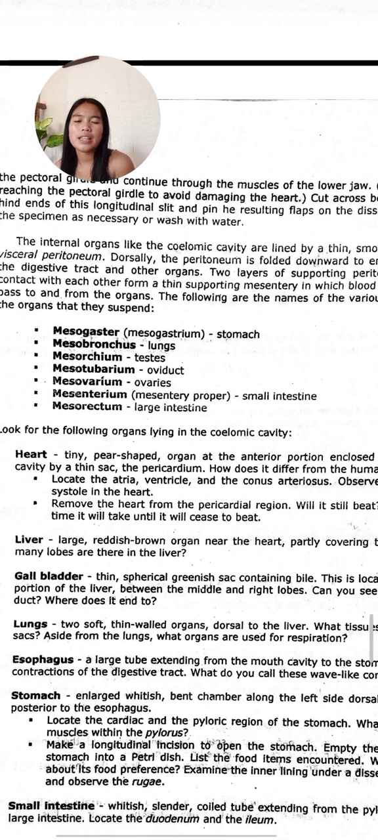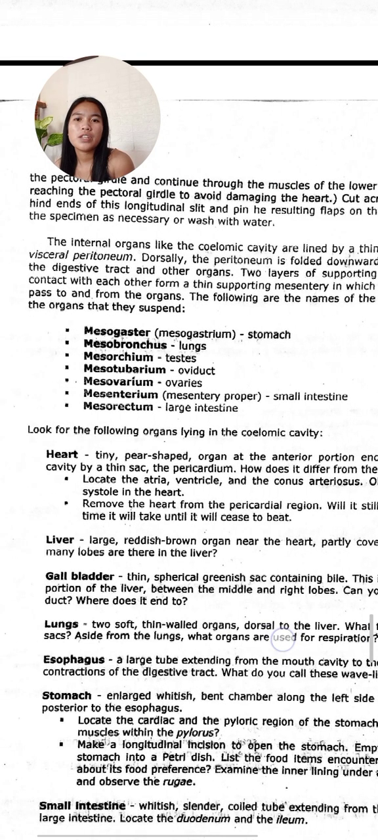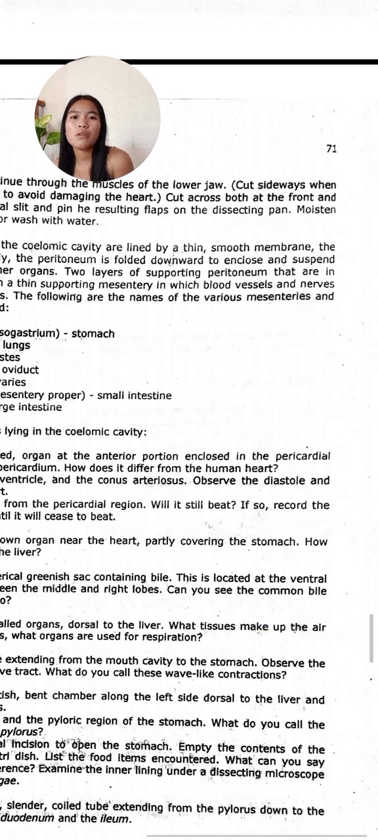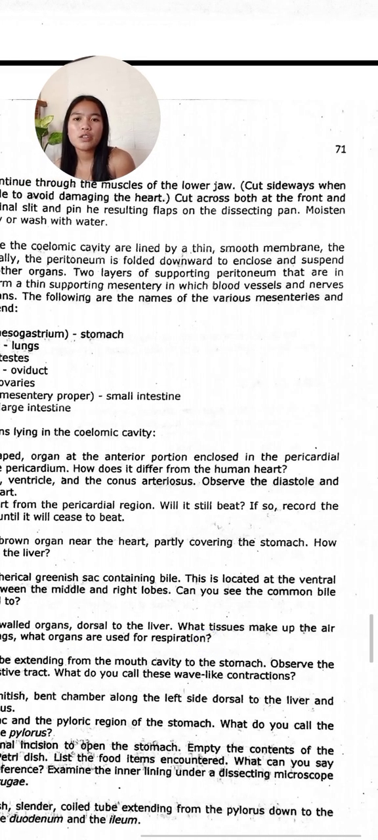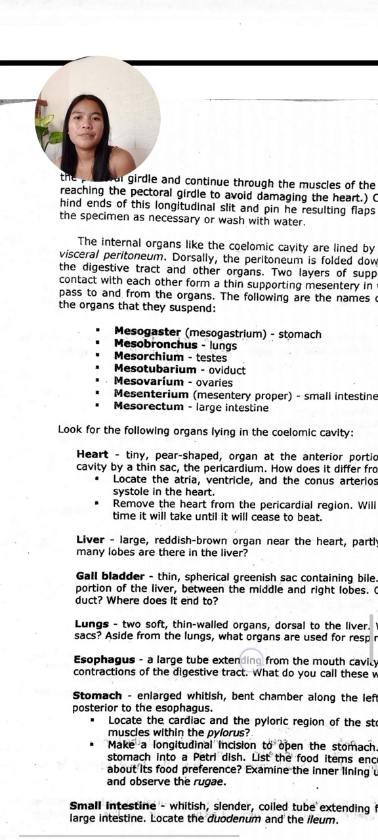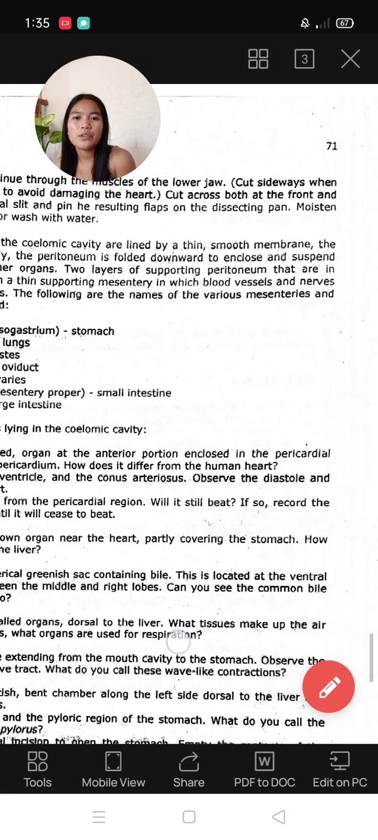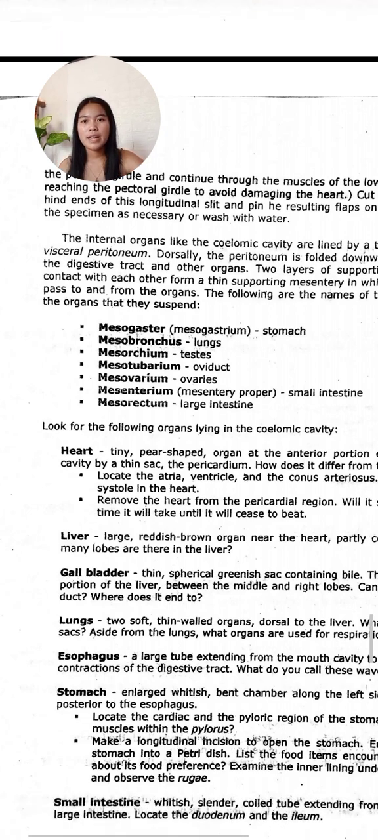The internal organs like the coelomic cavity are lined by a thin smooth membrane, the visceral peritoneum. Dorsally, the peritoneum is folded downward to enclose and suspend the digestive tract and other organs. These are two layers of supporting peritoneum that pass to and from the organs. The following are the names of the various mesenteries and the organs that they suspend: mesogaster, mesobronchos, mesorchium, mesotubarium, mesovarium, mesenterium, and mesorectum.